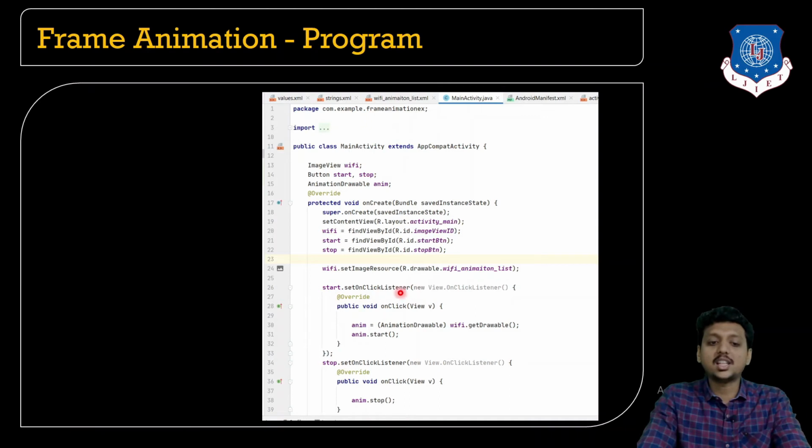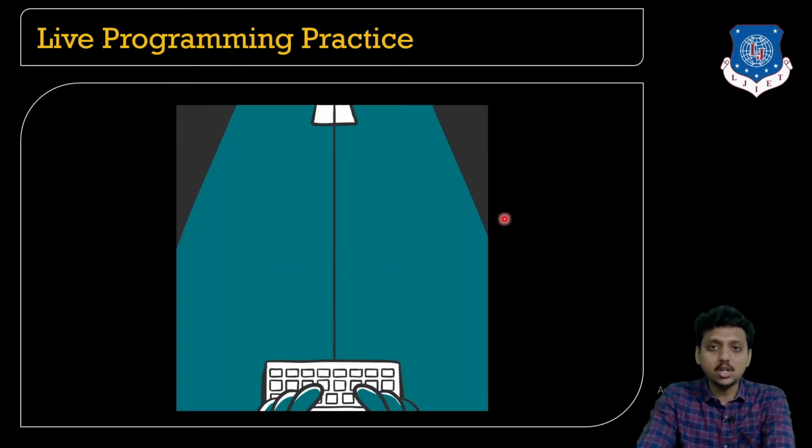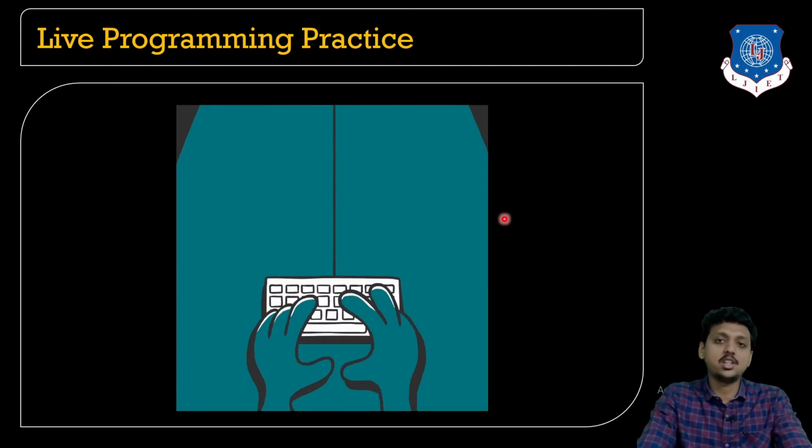Now on the start click event, you just need to create the object of the AnimationDrawable class, like anim is equal to wifi.getDrawable, typecasting into AnimationDrawable, and then just write anim.start. To stop the animation students, you need to write anim.stop. So that's it for the main activity of the Java program. Now let me show you the exact code in Android Studio and give you a little more idea about the animation-list.xml file.